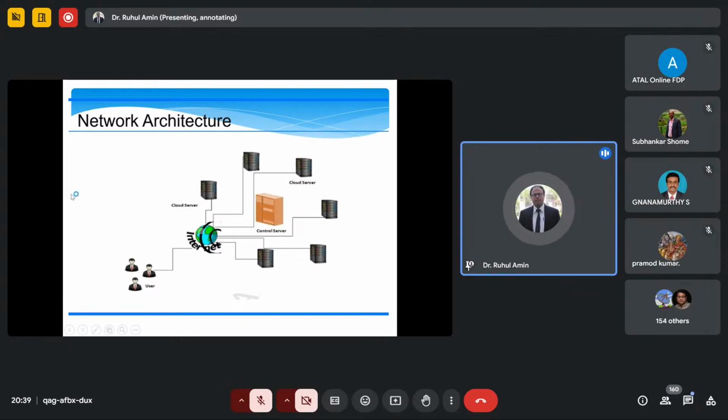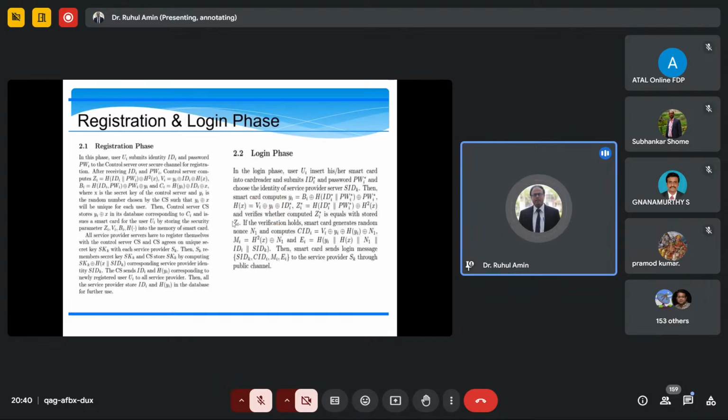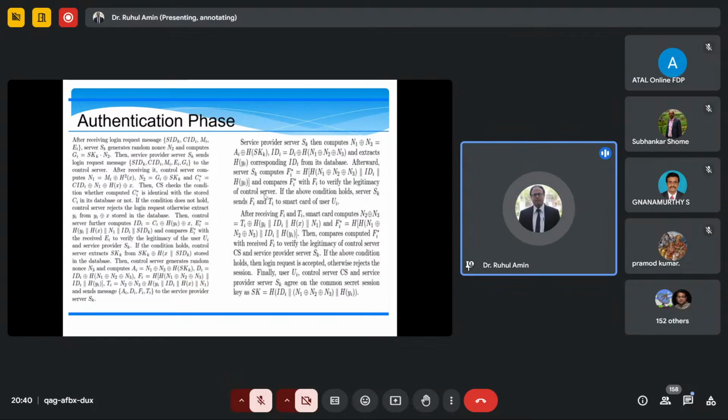For example, this is the network architecture. Based on this network architecture, we may design one protocol, and based on that protocol, we may get service from the cloud server or some other server, right? If we want to do that, we need some registration phase, some login phase, and some authentication phase.